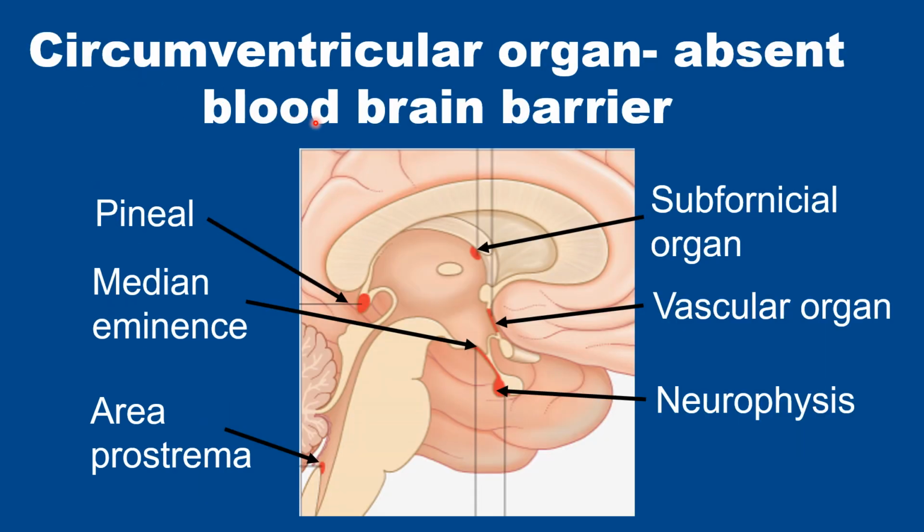The blood-brain barrier is absent in the circumventricular organs, which are the area postrema, median eminence, the pineal gland, the subfornical organ, the vascular organ, and the neurohypophysis or the posterior lobe of the pituitary gland. The area postrema is the vomiting center. Toxic chemicals from the bloodstream directly stimulate the chemoreceptor trigger zone, which initiates the process of vomiting.